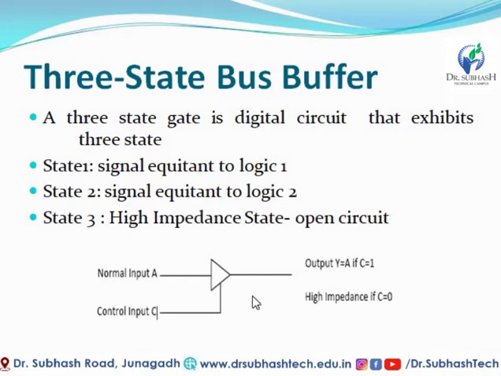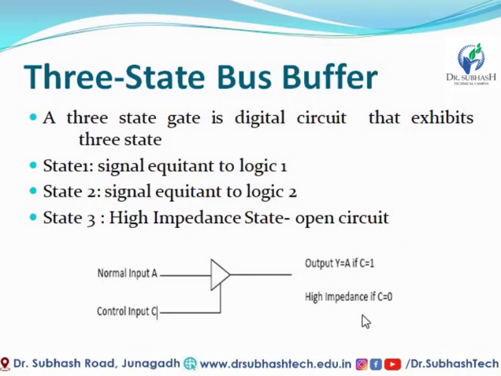In the diagram, we can explain that if C equal to 1, where C is the control input, then the normal output is given. If you give any number as input, then it gives the output. If C equal to 0, then the output is in the high impedance state.